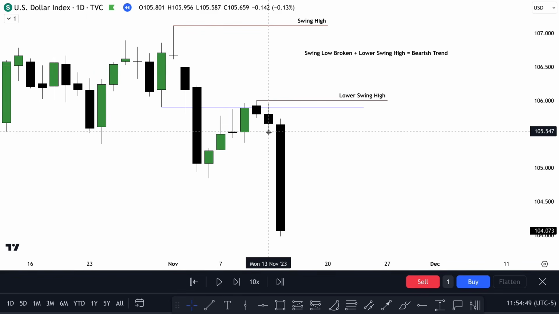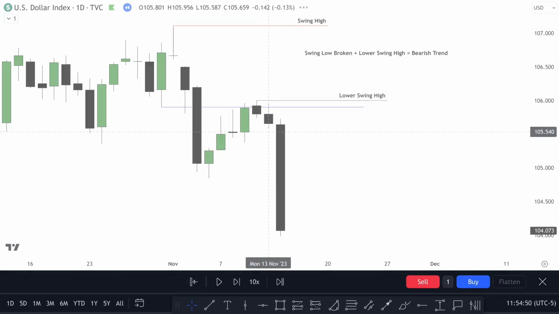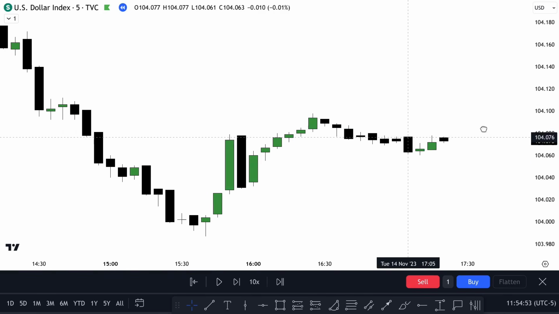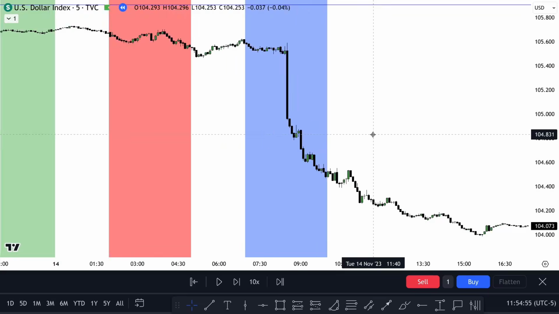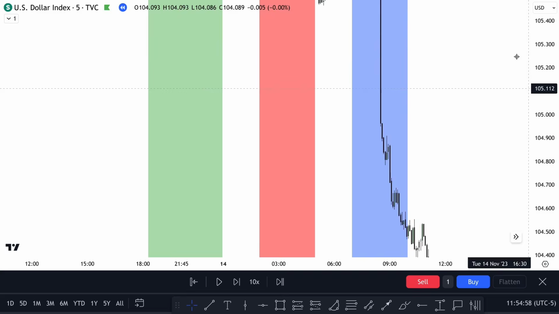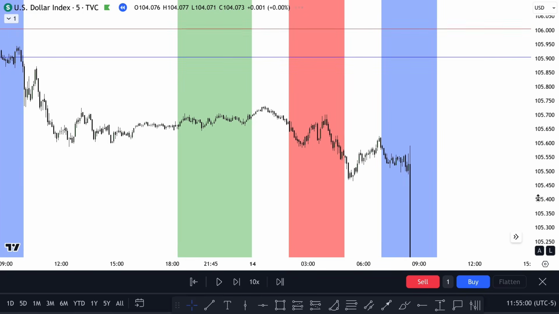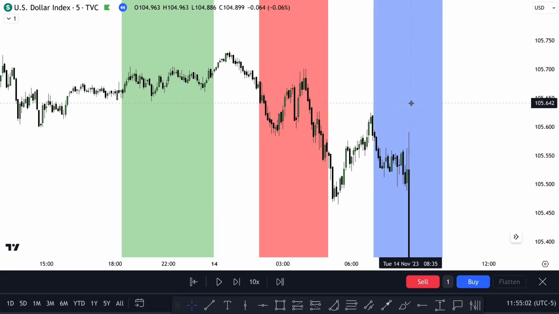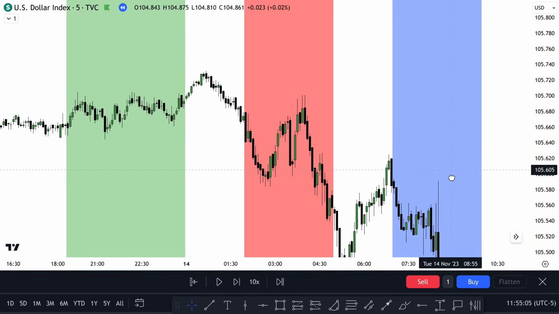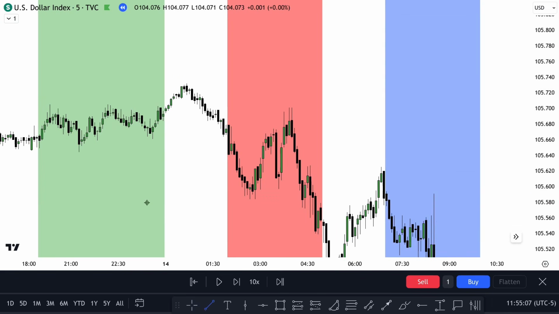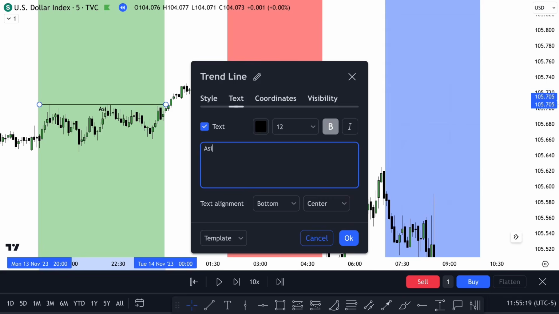Let's see what happens on the lower time frame. So we go down to the 5-minute, scroll over. We could see, looking at the Asian session, the high of the Asian session is broken. So the Asian session high is broken. That is a selling opportunity above the Asian high.